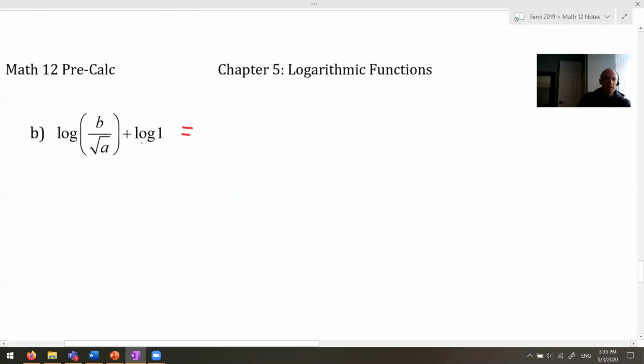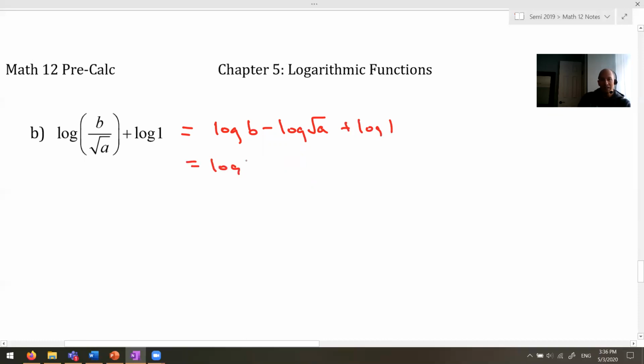Pretty similar here. Again, I would recommend you stop the video and just try it yourself. And then I'll just go through it pretty quick. So this will become log. Now we've got B over root A, so this is going to become log B minus log of root A. Then we'll have plus log of 1.